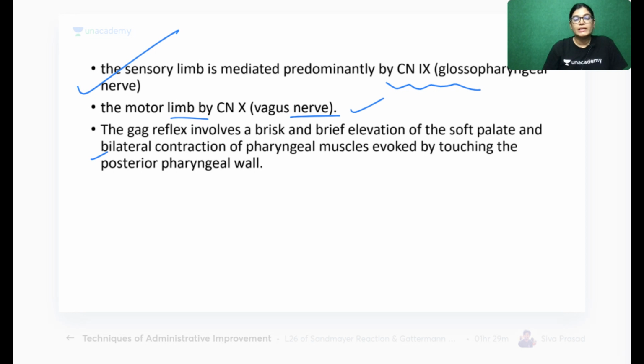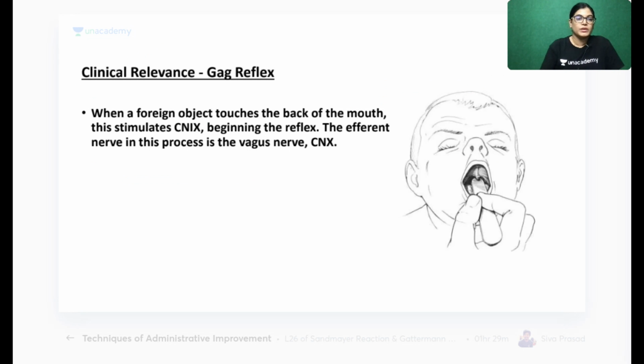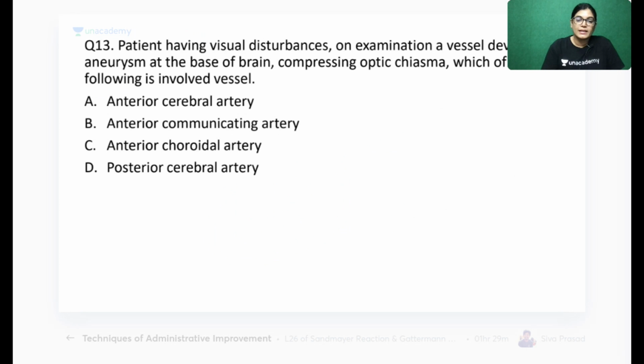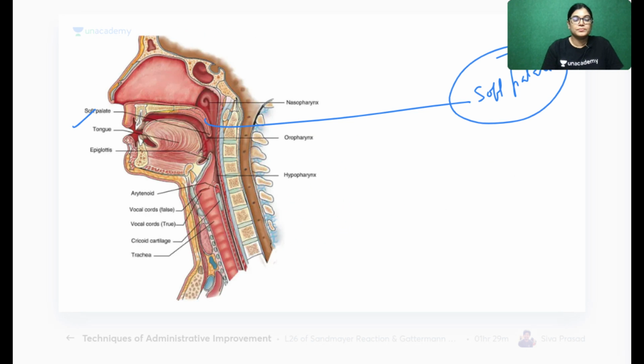The gag reflex involves brisk and brief elevation of the soft palate and bilateral contraction of the pharyngeal muscles, which is evoked by touching the posterior pharyngeal wall. What will be the clinical relevance of the gag reflex? When a foreign object touches the back of the mouth, it stimulates the ninth cranial nerve, beginning this reflex, and the efferent component of this reflex, the motor component, is which nerve? Vagus nerve. So we have to choose the correct answer as the 10th cranial nerve. So the correct answer will be the 10th cranial nerve.